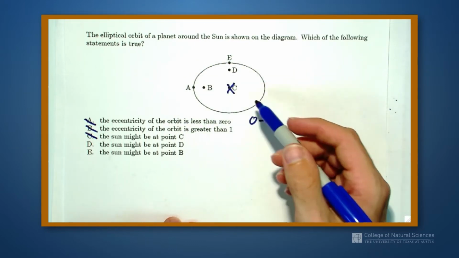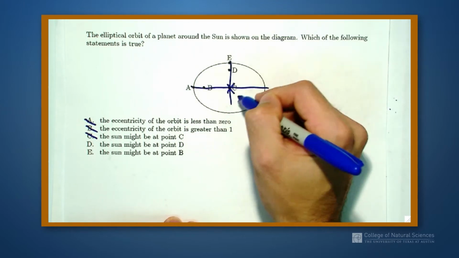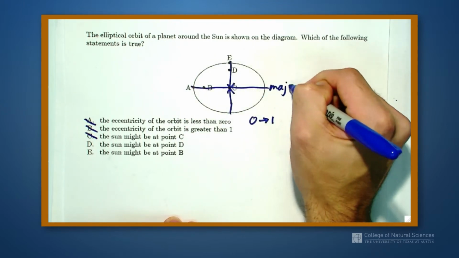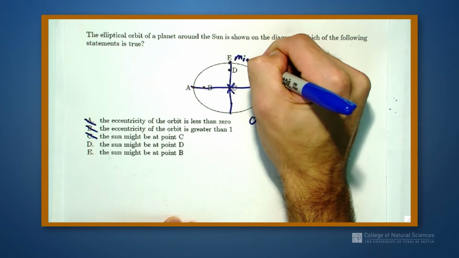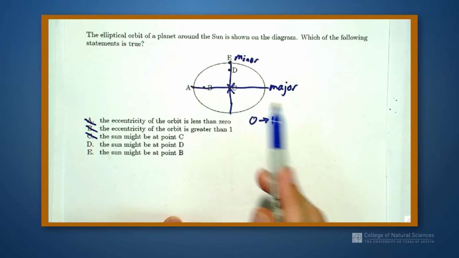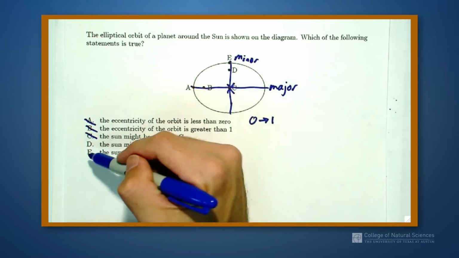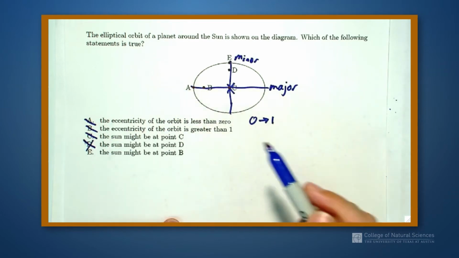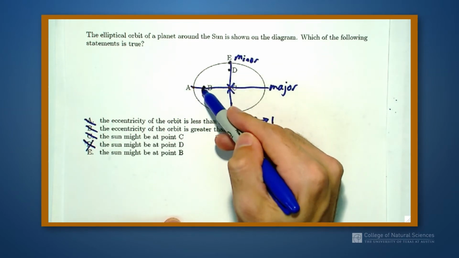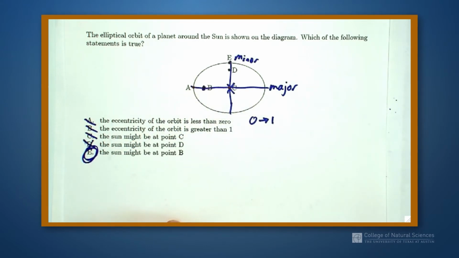I also know that I have two axes. I have my major axis and I have my minor axis. And I know that for an orbit, one of the objects has to be along the major axis. So D is not the right answer either. B is the only place that I can possibly have the right location of the sun.